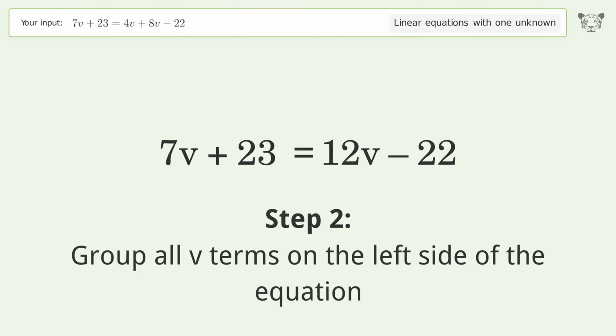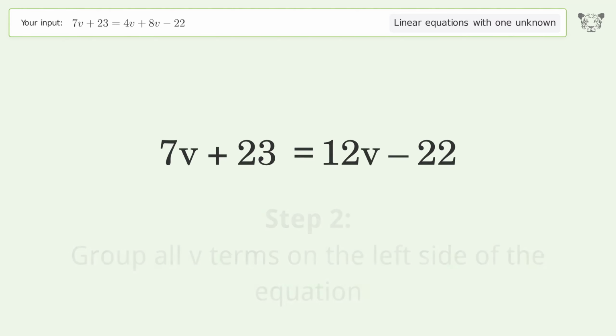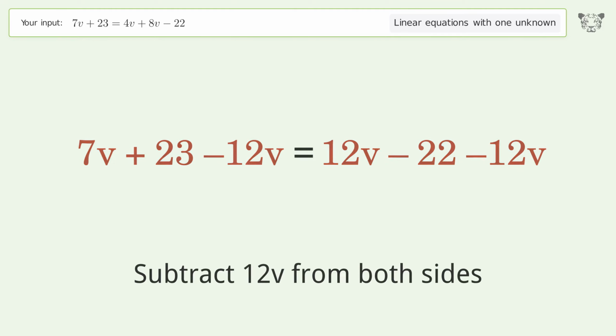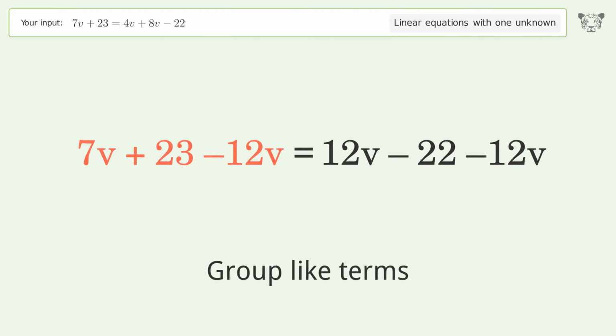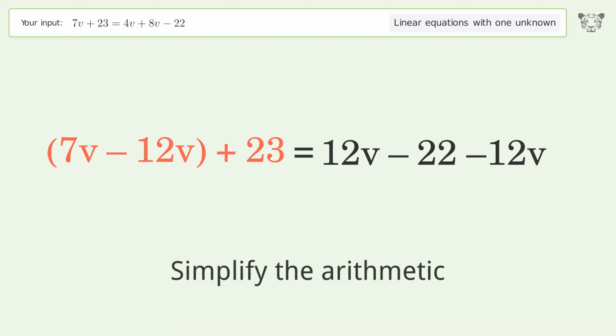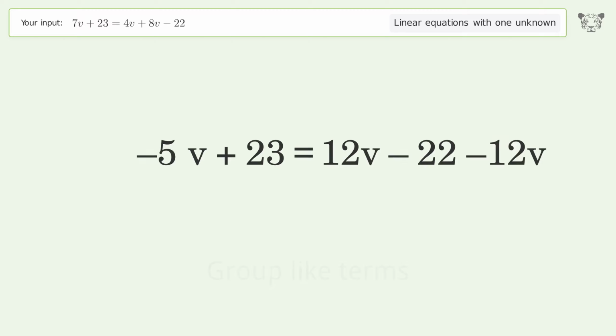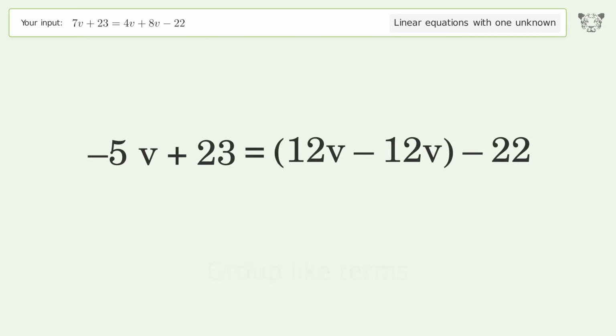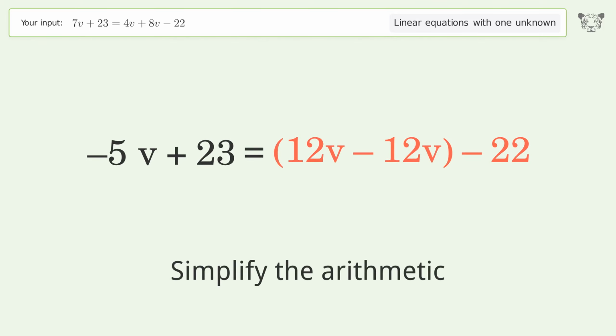Group all v terms on the left side of the equation. Subtract 12v from both sides. Group like terms. Simplify the arithmetic. Group like terms. Simplify the arithmetic.